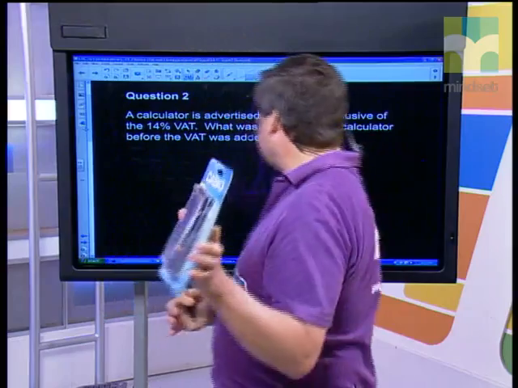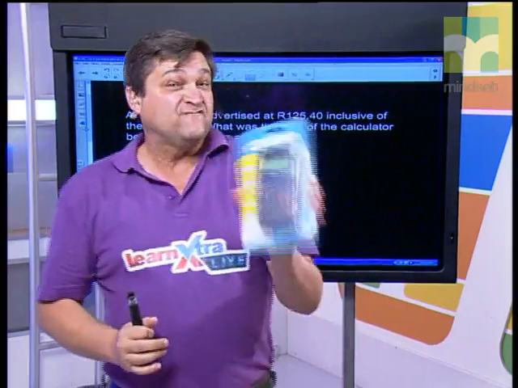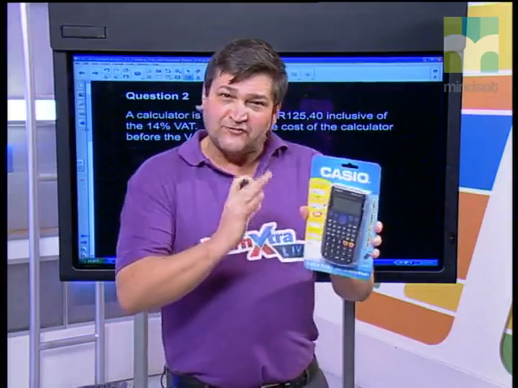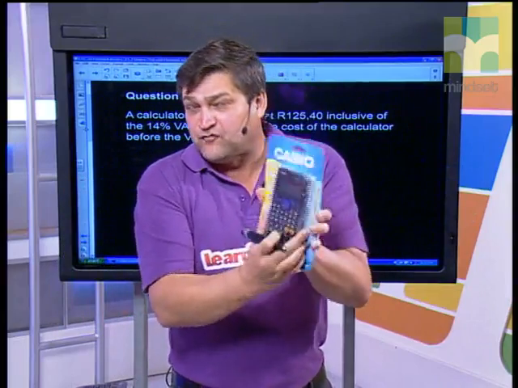So this Casio calculator goes for 125 Rand and 40 cents at a shop down the road, which I'm not allowed to say, otherwise it's free advertising and we get into trouble. But at Pick n Pay, you can buy this for 125 Rand and 40 cents.